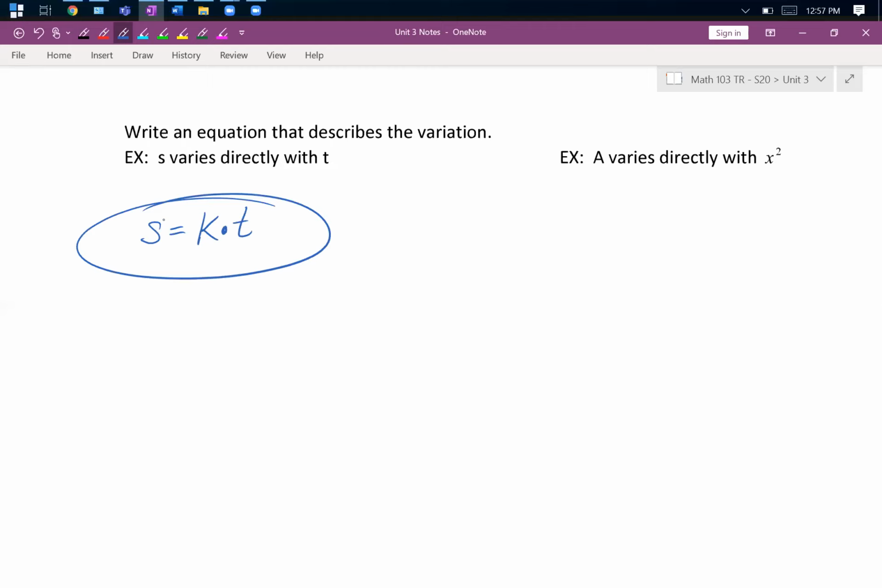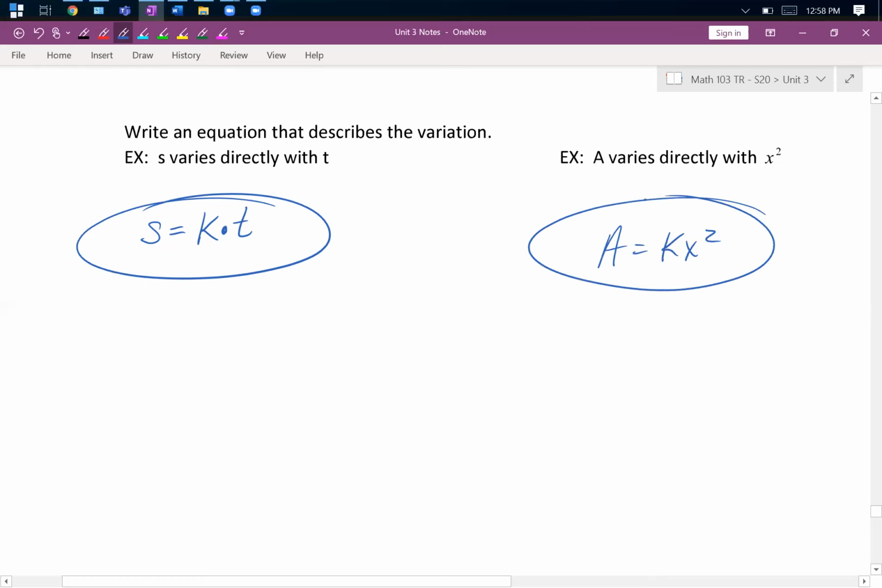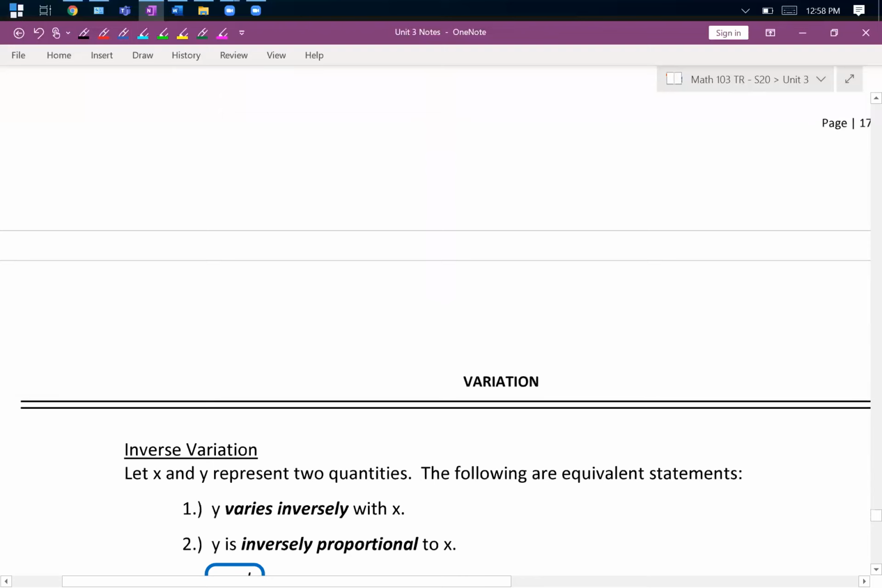Why don't you guys try the next one? A varies directly with x squared. What'd you get for an equation? So I got A equals K times x squared. Perfect. Anybody get anything different? You want to talk about it? All right, that's direct variation.